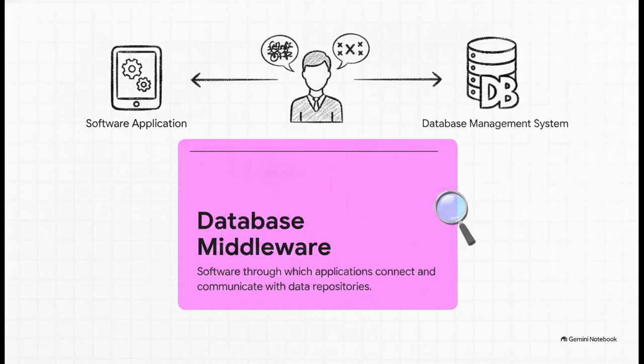So to solve that locked vault problem we talked about, we need something called database middleware. By definition, this is the connectivity software through which application programs connect and communicate with data repositories. You can think of it like a highly skilled translator bridging the gap between two people who speak completely different languages. It's the software sitting right in the middle, taking your application requests, translating them into a format the database management system understands, and then safely returning the data back to you.